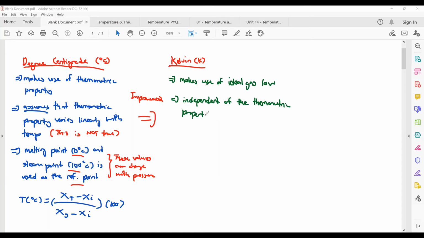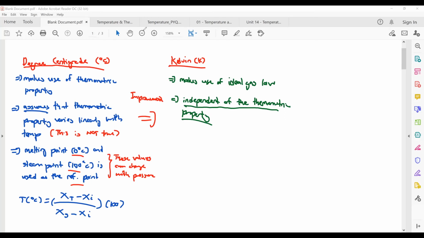The one thing that makes your Kelvin scale so much better than your degree centigrade scale is that it is independent of thermometric property. So just now you notice that your thermometric properties, the one that says to you that it does not vary very linearly with temperature, is the one that causes you problems in measuring your object. So here, your Kelvin scale, we will tell you that it is actually independent of thermometric property because it makes use of ideal gas law.